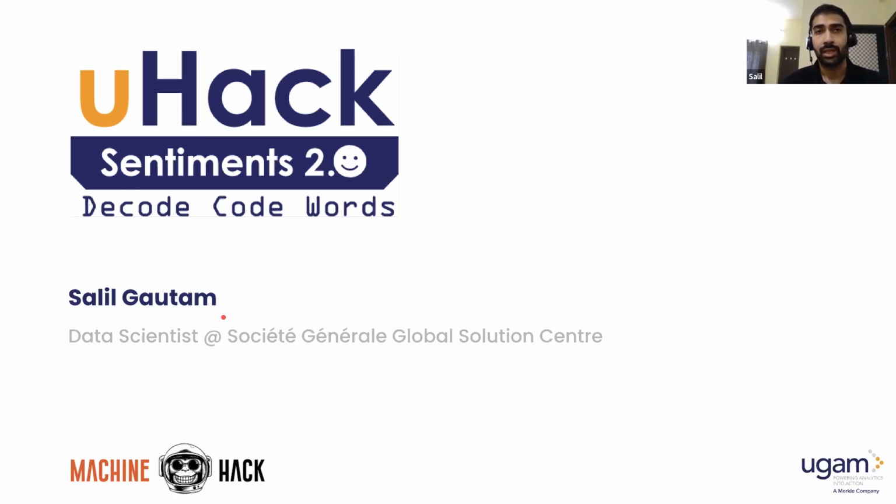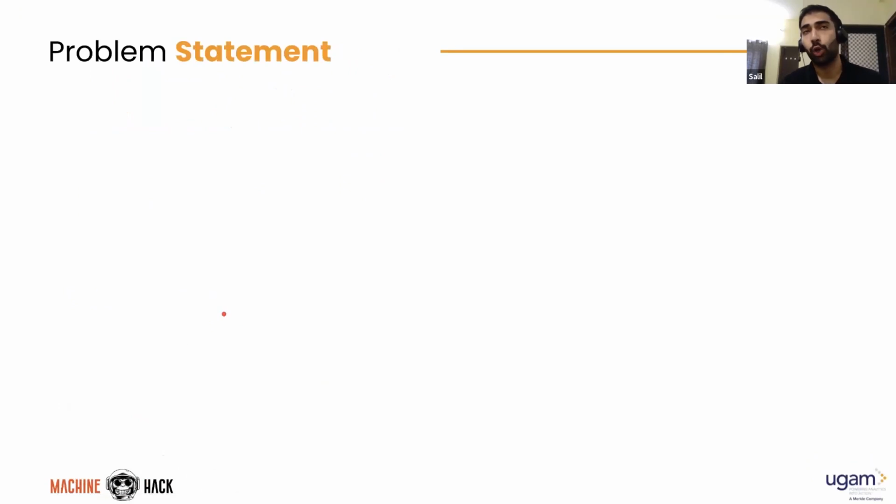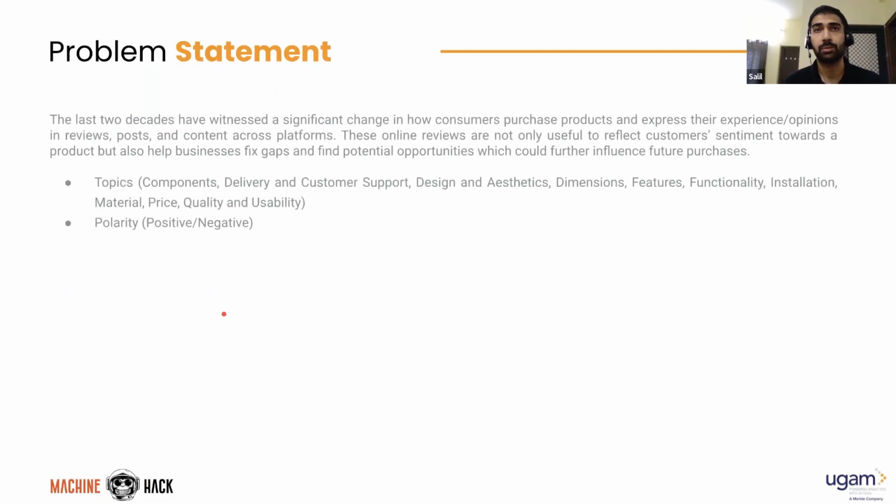I assume that many of you might not be aware of the problem statement, so I just want to spend a few minutes explaining the problem statement, what was given to us as participants, and then I'll deep dive into my approach. We were given a data set of reviews from customers. Currently, people write a lot of things online, and as a business, I think it's of utmost importance to understand what the customer is trying to say.